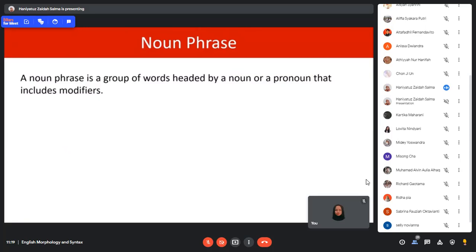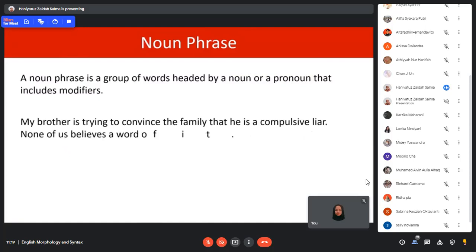Let's put up a real life example and go through it to spot the noun phrases. My brother is trying to convince the family that he's a compulsive liar. None of us believes a word of it. Brother is a noun. My brother is the noun phrase. Family, head noun. The family, the noun phrase. Liar, the head noun. A compulsive liar, the noun phrase. None, head noun, only it's a pronoun. None of us, the noun phrase. Word is the head noun. A word of it, the noun phrase.